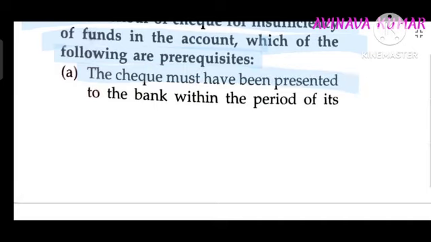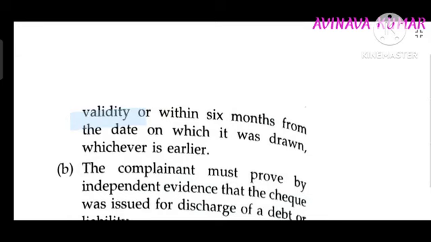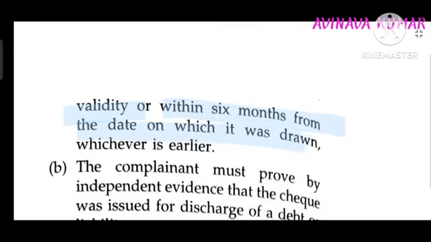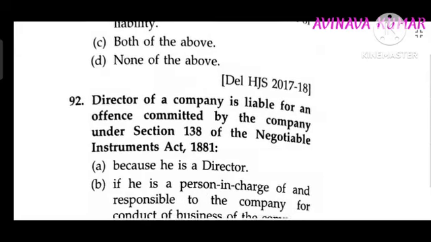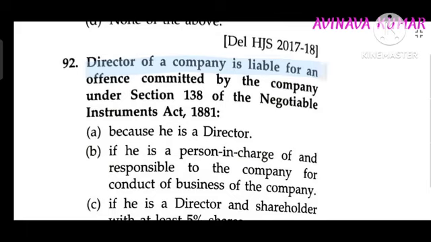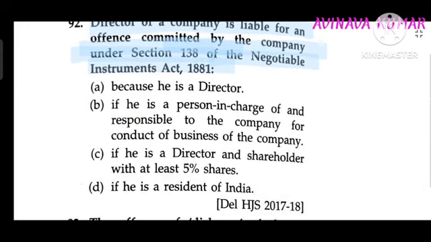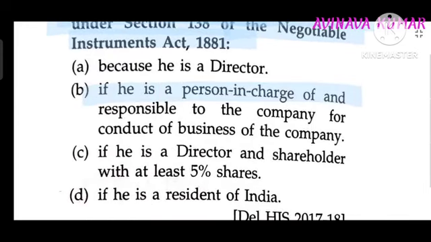The check must have been presented to the bank within a period of its validity or 6 months from the date on which it is drawn, whichever is earlier. A director of a company is liable for an offence committed by the company under Section 138 of NIA if he is a person in charge of and responsible to the company for the conduct of the business of the company.